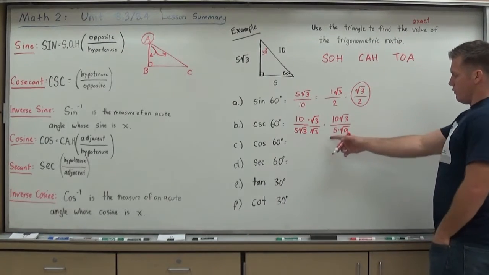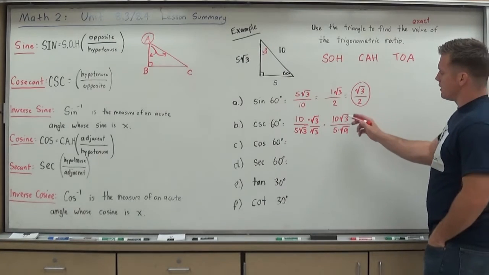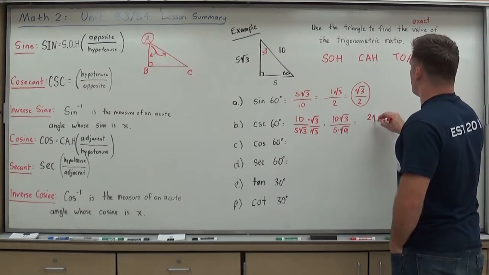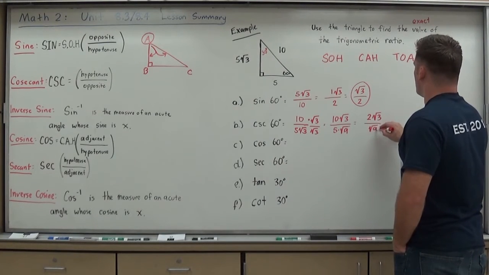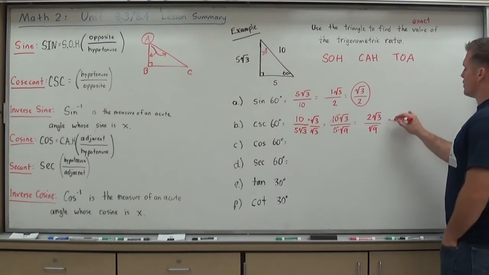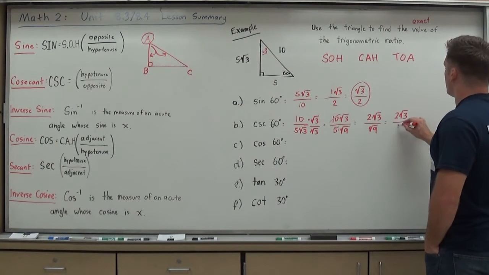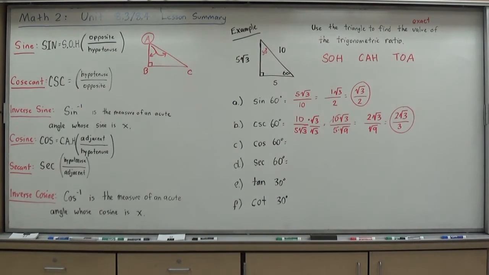Now at this point, if you wanted to, you could go 5 times 3 is 15, but I already noticed something that can divide. I see 10 and 5 can divide, so I'm going to do that first. 10 divided by 5 is 2, so that's 2 root 3 over root 9. And now you can just work out that root 9. Root 9 is 3. So 2 root 3 over 3 when working with my radicals. Let's try the next one.